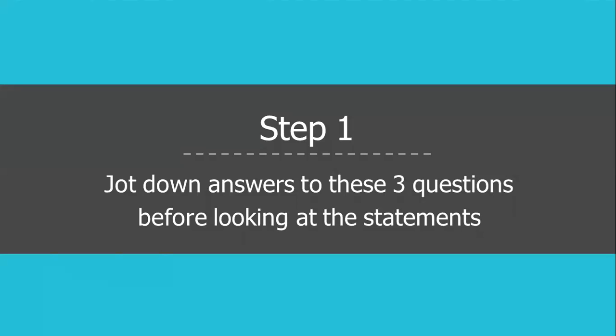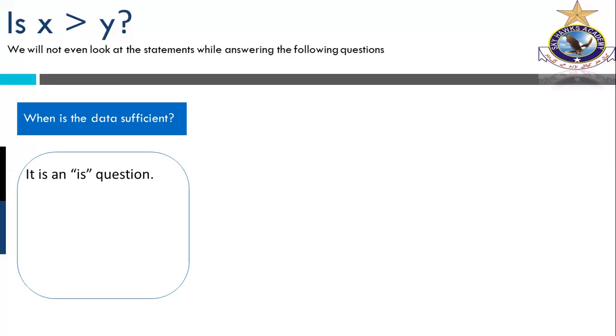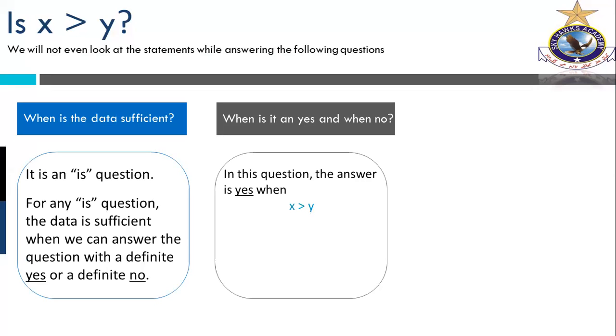So step one was that we have to jot down all the possibilities of inequality. The first one was that this is an "is" question, which means we are looking for an instant yes or no. For that purpose, we talked about all the possibilities: there are three possibilities about a number. Either it must be greater than the other number, or less than it, or equal. These are the only possible situations about the numbers.